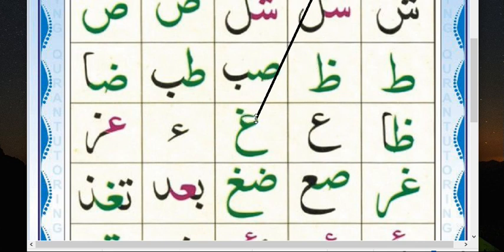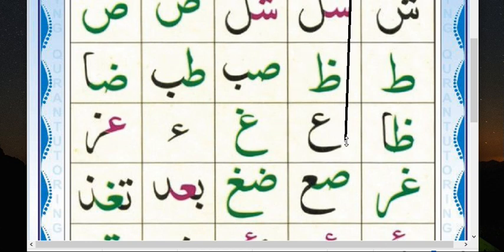Ain za. Sometimes students think this is Hamza. Hamza is not added like the other letter, it looks like this one. This one is Ain. You can see this shape is Ain. This shape is also Ain.